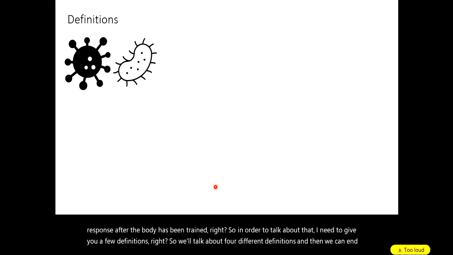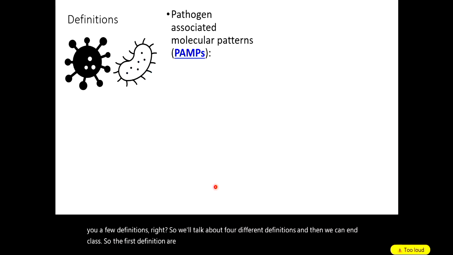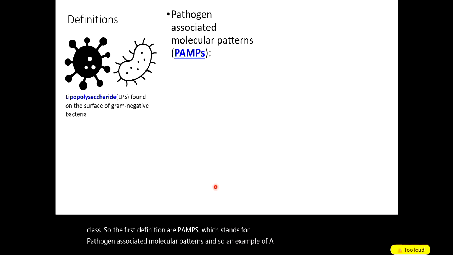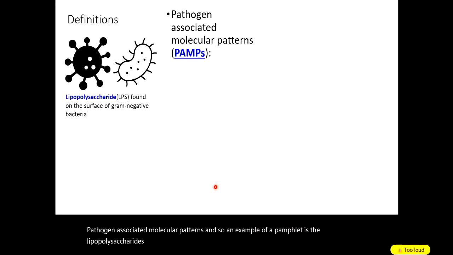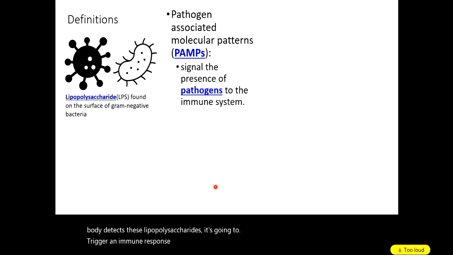So the first definition is PAMPs, which stands for pathogen associated molecular patterns. An example of a PAMP is the lipopolysaccharides, which are found on the surface of gram-negative bacteria. So whenever the body detects these lipopolysaccharides, it's going to trigger an immune response because it signals the presence of pathogens to the immune system. So this is the first definition.